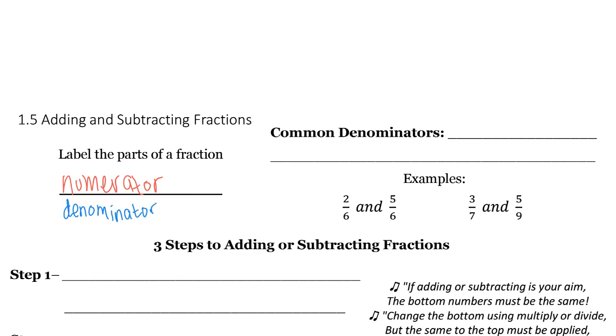And when we're adding or subtracting fractions, we need something called common denominators. So that's when the numbers in the denominators are the same, right? Common means same or similar, denominators, okay? So the numbers in the denominators are the same.